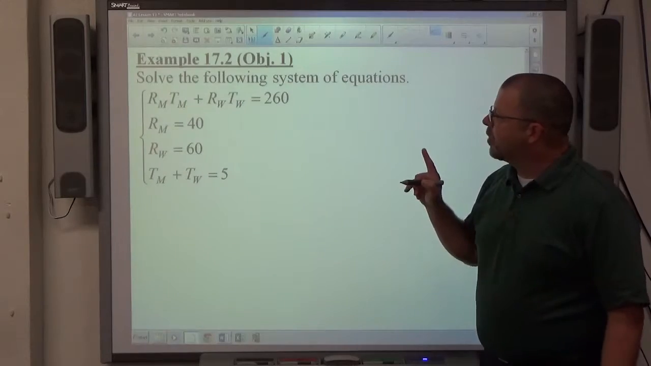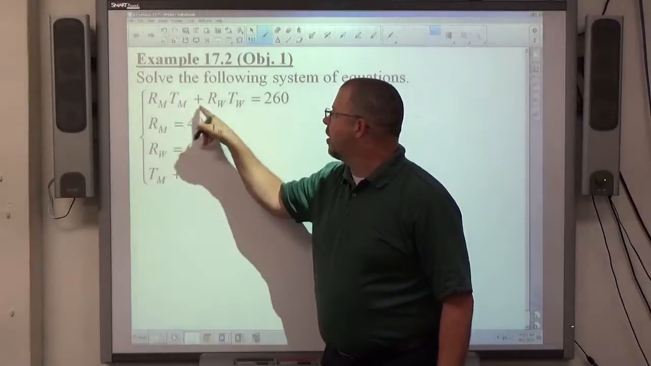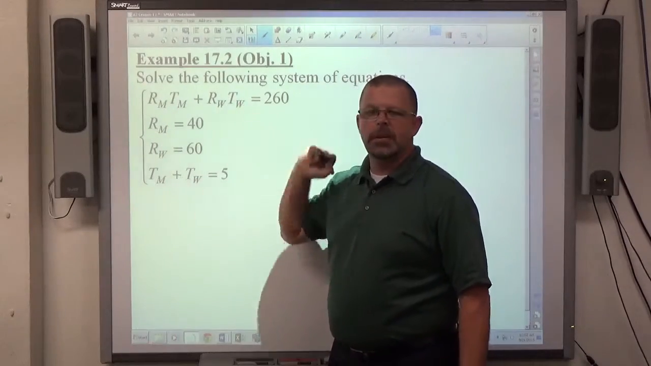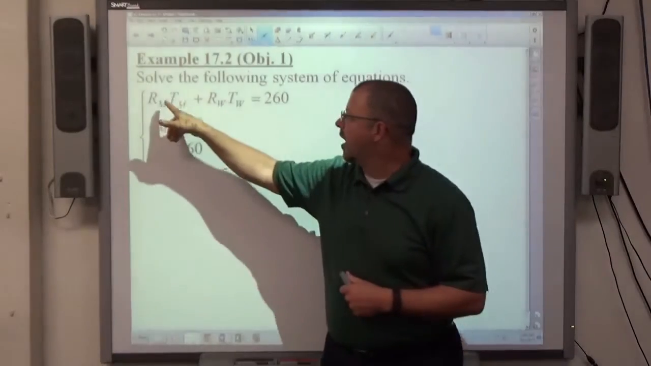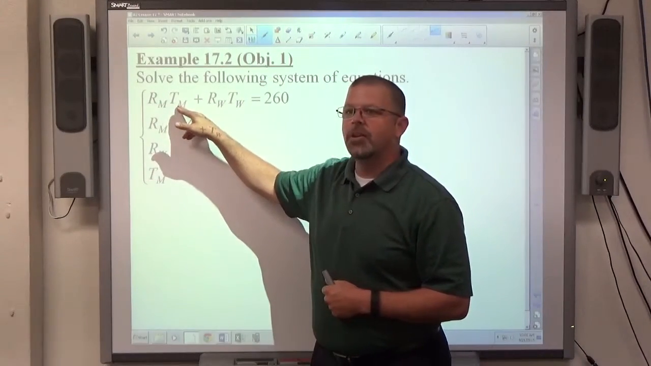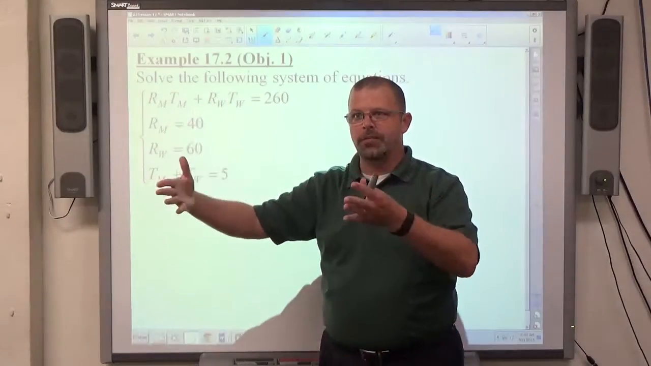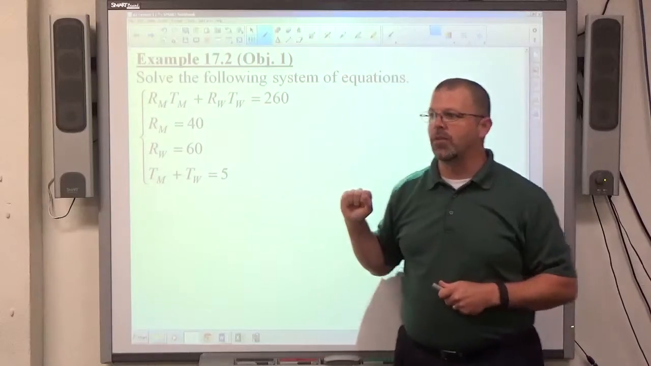When you see these subscripted variables, R sub m, R sub w, so the letter R has 2 subscripts, and T sub m, T sub w, T has 2 subscripts. We can't just use the subscripts for the variables, because if I use m for the subscript for R sub m, I would also probably use m for T, and all of a sudden I've got 2 different things being represented by the same letter. So there's no way to make the subscripted variables go away in this problem.